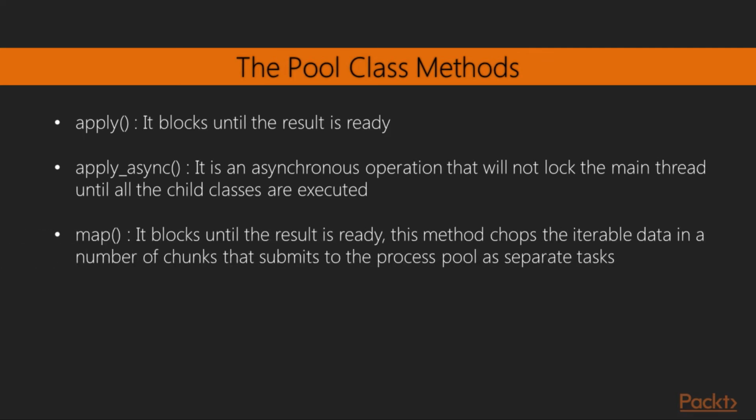3. Map method. This is the parallel equivalent of the built-in map function. It blocks until the result is ready. This method chops the iterable data into a number of chunks that it submits to the process pool as separate tasks.